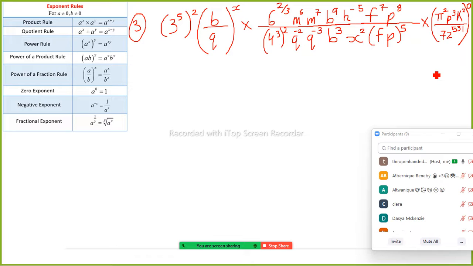q to the power of negative 3, b to the power of 3, x squared, fp all raised to the power of 5, pi squared, p to the 3rd power, k squared divided by 72 to the power of 531, all to the power of 0. This is our question for you. We have less than 1 minute left.